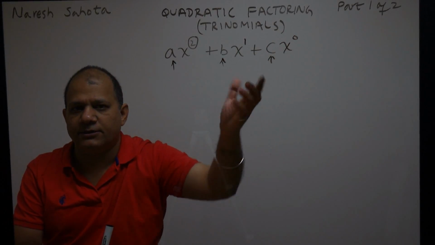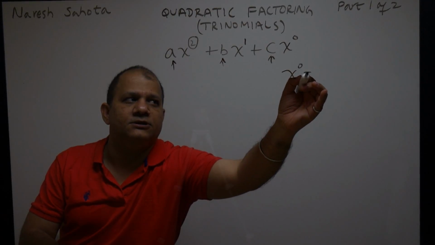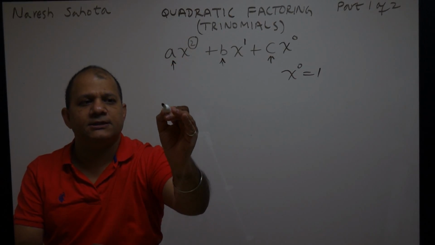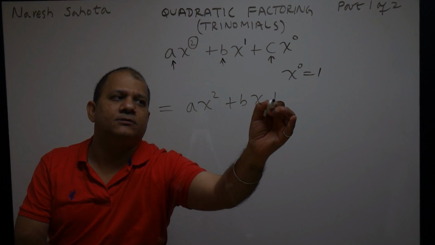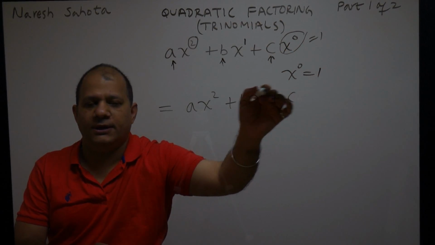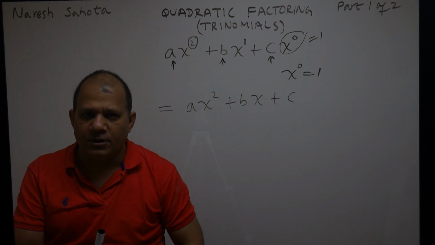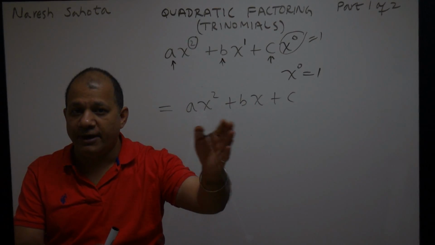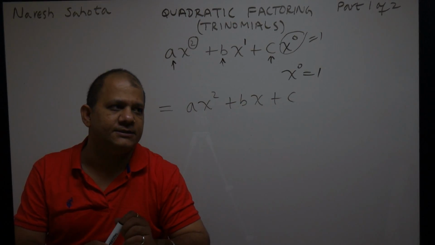Now, what is x to the 0? By definition, x to the 0 is equal to 1. Anything raised to the exponent 0 is 1. So this simplifies to ax squared plus bx plus c, because x to the 0 equals 1, so c times 1 is c. This is just a little bit of background. For our purposes, in your school and in your textbook, when we write trinomials, quadratic functions, they're written in this form: ax squared plus bx plus c. So c is the constant term.